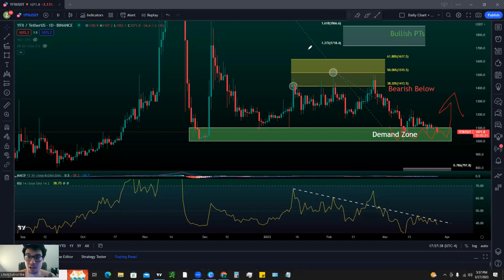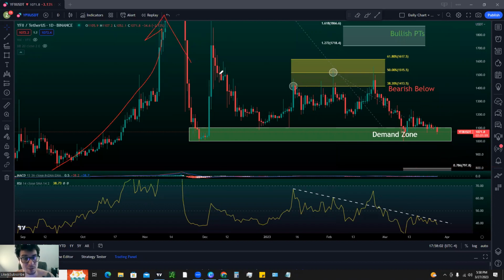Now, being that we're testing our demand zone, there is a chance we could consolidate here and push up. So this is a high level of interest. And what you're going to do is basically 1,000 is going to be the line in the sand, right? That's the bottom of your demand zone. And if we break below 1,000, the next price target, which would be a bearish price target in this case, is going to be right at $800. Okay, 797. As you can see here, that's where we previously bottomed out.